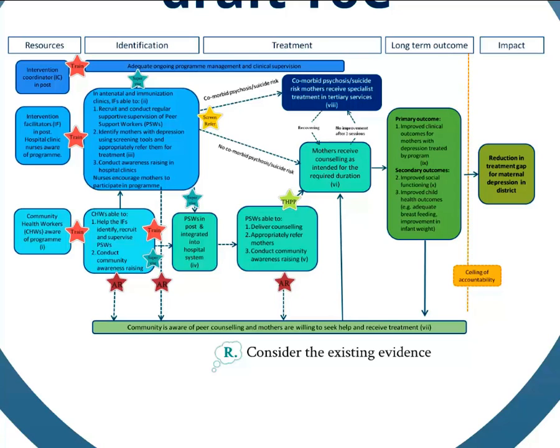So the next component to add to this map, that's the full pathway of all the outcomes and the intervention components, is the rationale. So we need to consider the existing evidence, which is the reason why we think moving from one stage of the pathway to the next is possible.